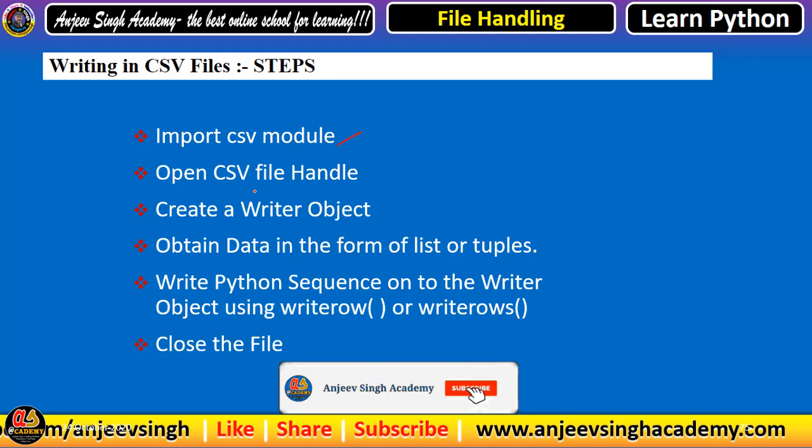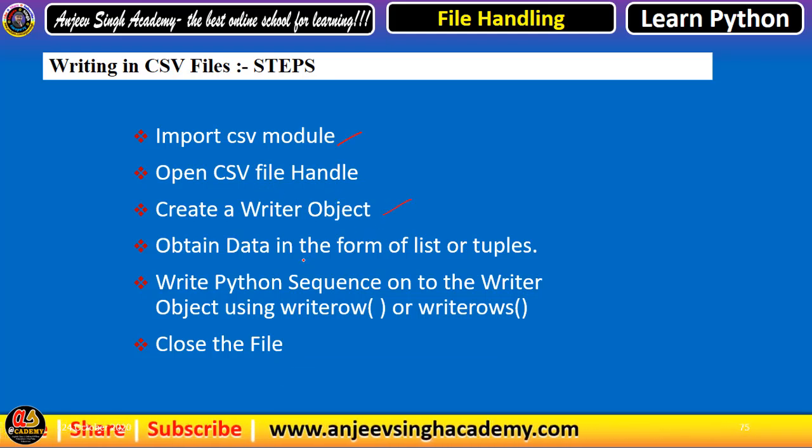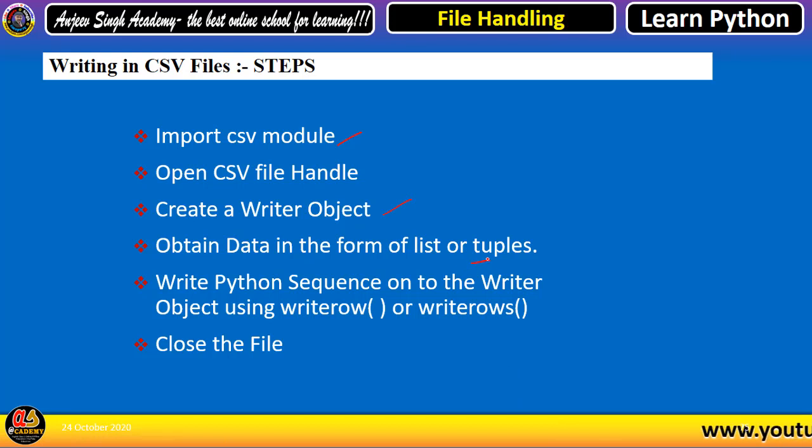Import the csv module, open the CSV file handle, create a writer object. Now obtain the data in the form of a list or tuples, then write the Python sequence on the writer object using writerow or writerows, and at last we have to close the file.